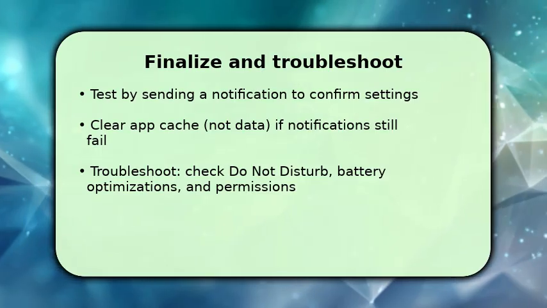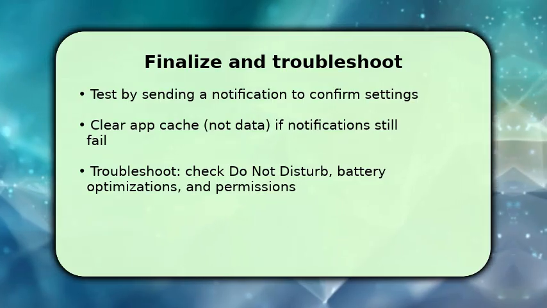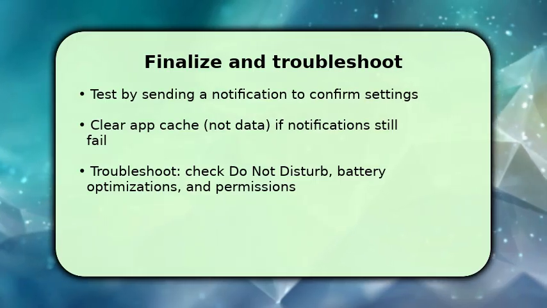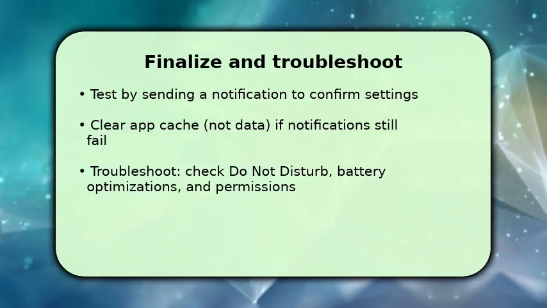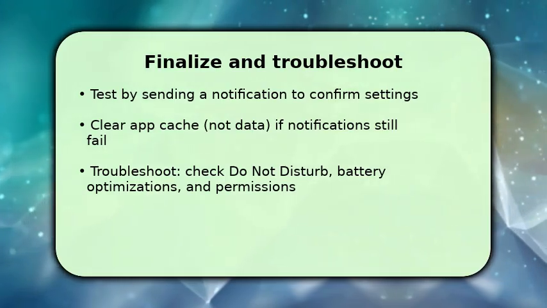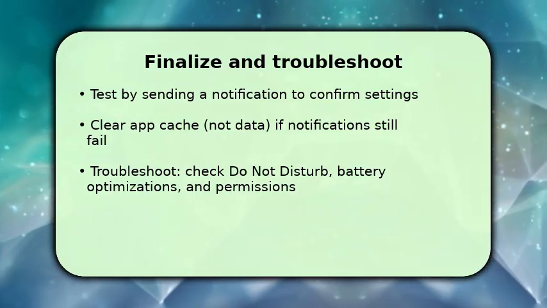If notifications still don't appear, clear the app cache, not data, and reboot the device to refresh system services. Make sure Do Not Disturb is off and battery optimization or data saver isn't blocking background delivery. If problems persist, revoke and re-grant notification and auto-start permissions for the app. That often restores the pipeline.